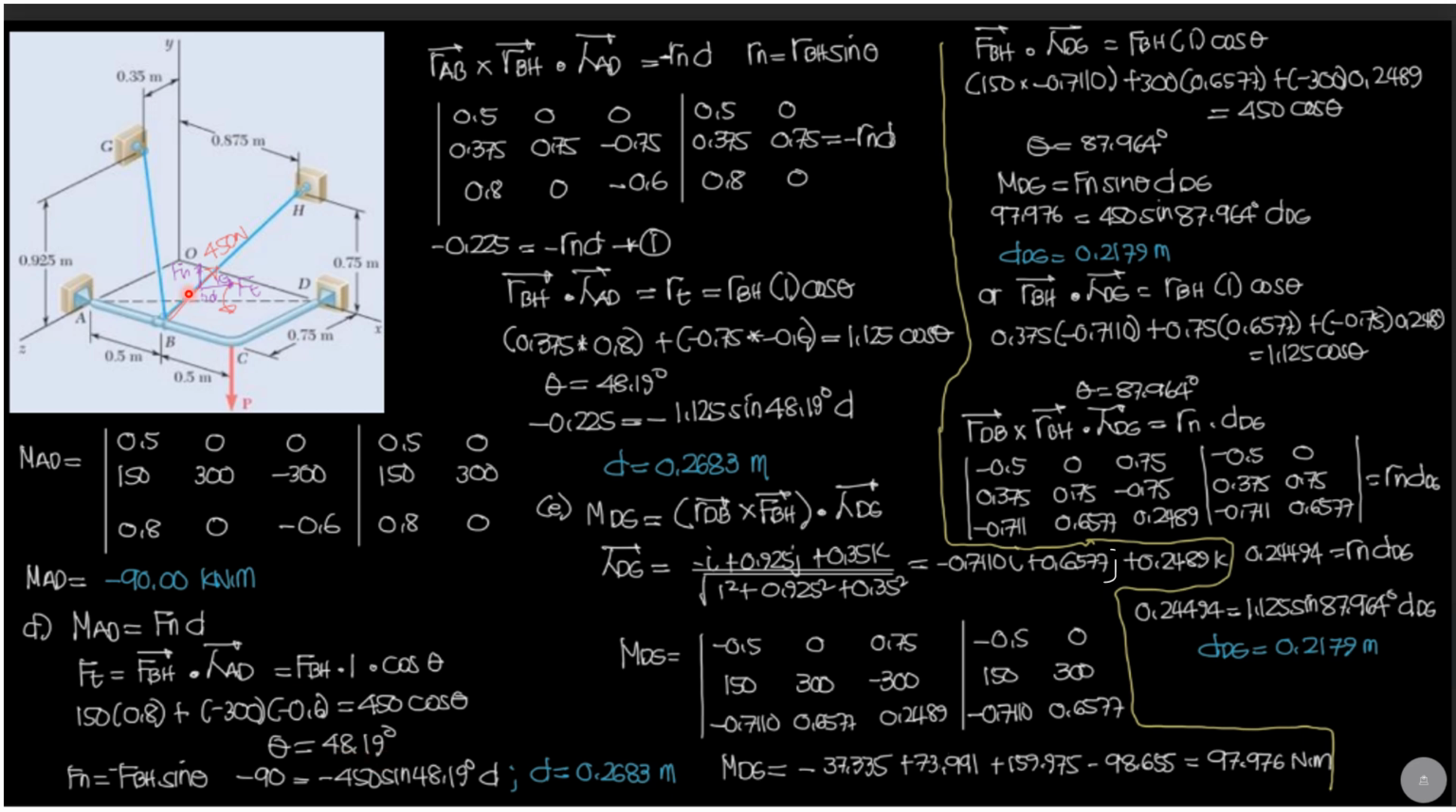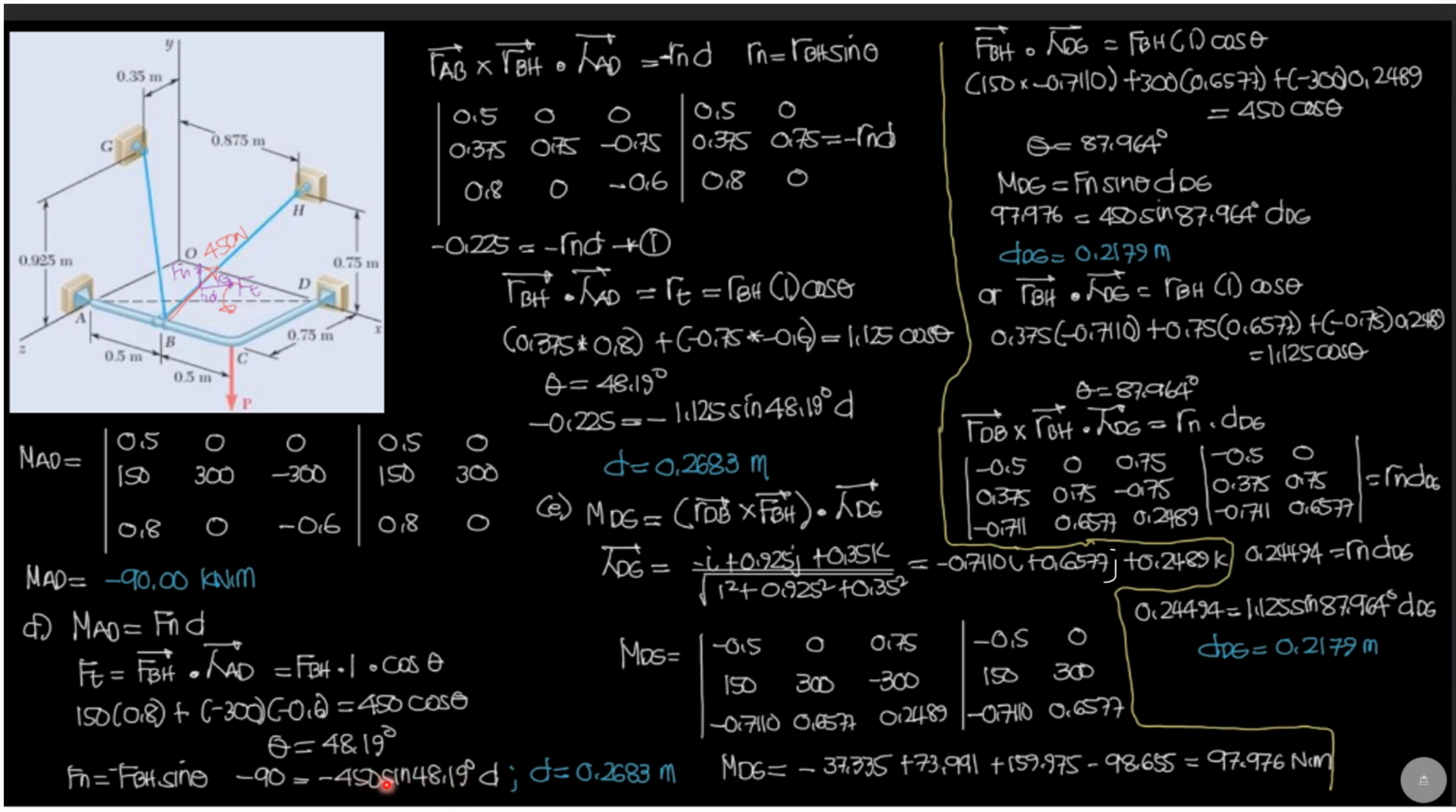Then, because the moment of Fn is also negative, if you follow right thumb rule, we equate it to the negative moment of negative 90. So Fn is negative FBH sine theta, this component here, that's negative 450 sine of theta. That's positive, but its moment about AD is negative. So negative 90 moment about axis AD equals negative 450 sine of 48.19 degrees.